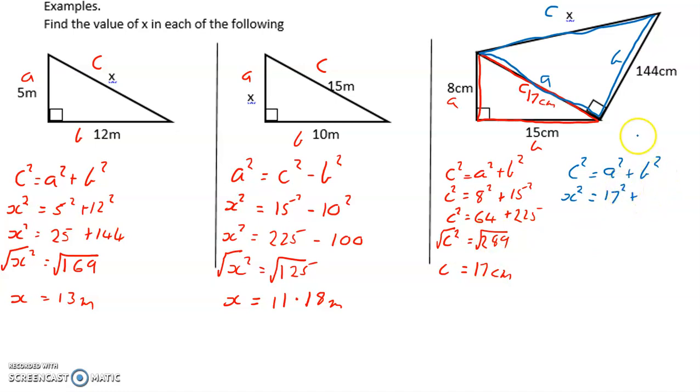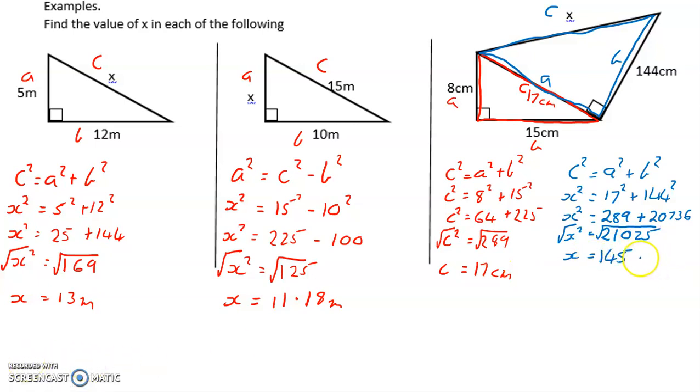And B was 144 squared. 17 squared and 144 squared I'm going to do on a calculator. When I found the two square numbers, I end up with that. I add those two numbers together. Gives me 21025. And then to get rid of the squared, find the square root of both sides as well. Which for this was 145, and the question was in centimeters, so my answer should be in centimeters.